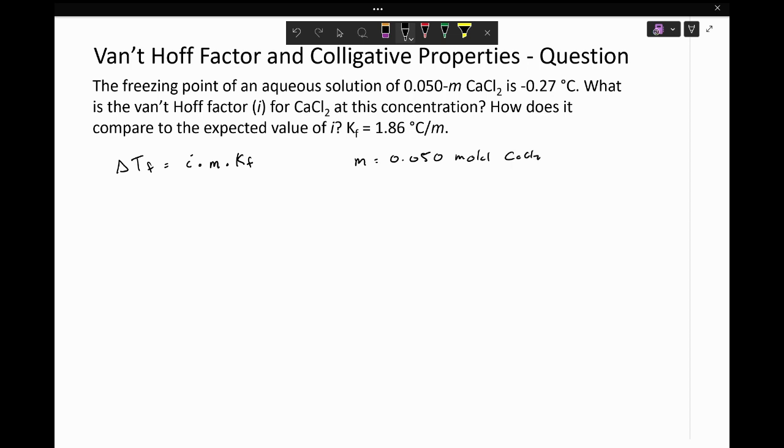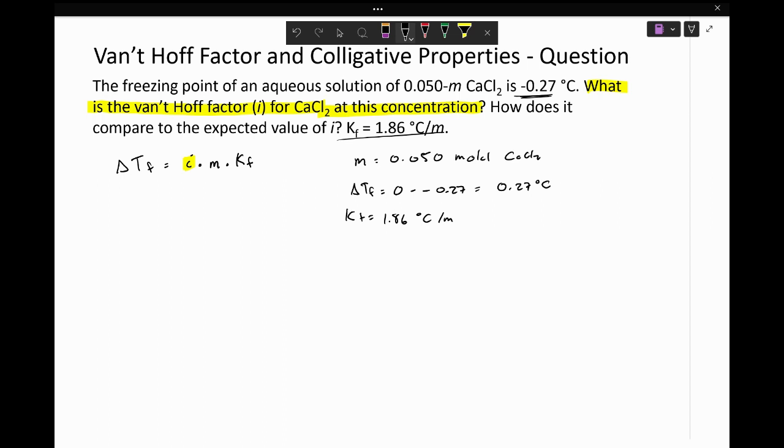We have that its freezing point, and we're assuming this is in water, is negative 0.27, so we know that the change in freezing point is just 0 minus negative 0.27, so that's 0.27 degrees Celsius. And we know that if this is water, our Kf, as we state right here, is 1.86 degrees Celsius per molal. And so what we're asked is, what is the Van Hoff factor for calcium chloride at this concentration? And so what we're solving for is this right here.